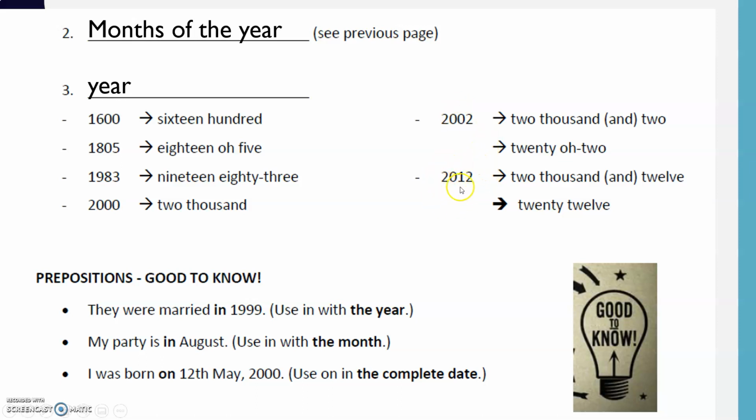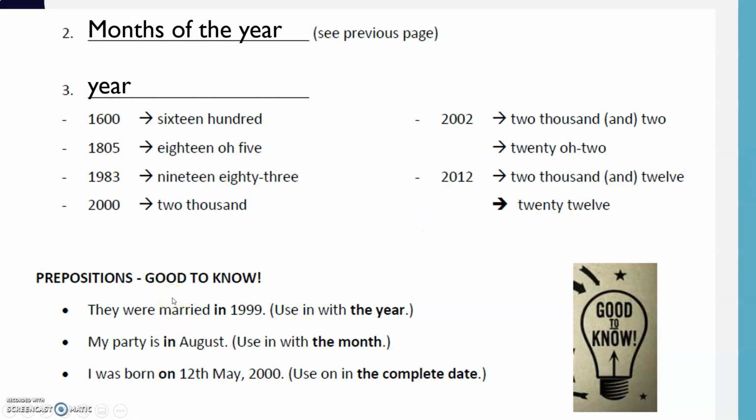Another example, 2012 or 20, so first part and then second part, 12. Now it's 2020 or 2020, for instance. 2 options there.